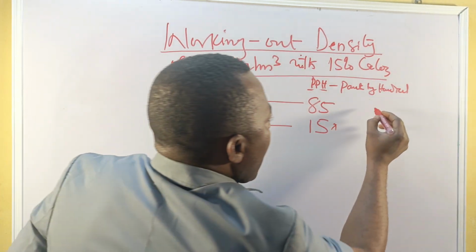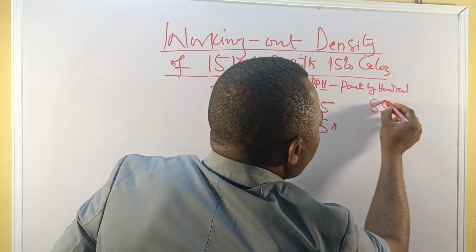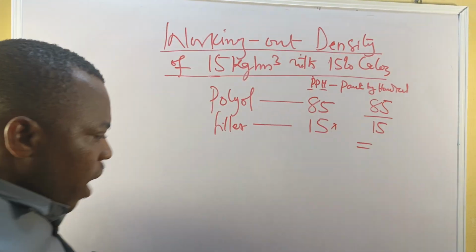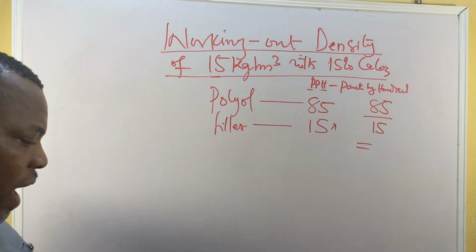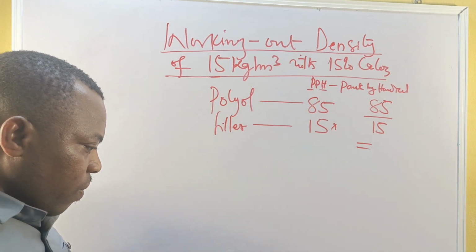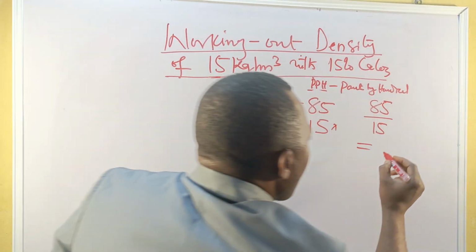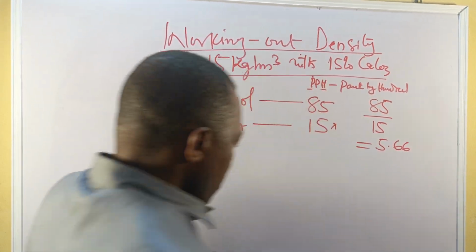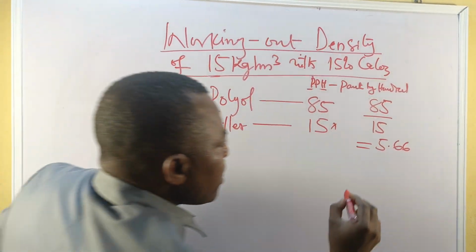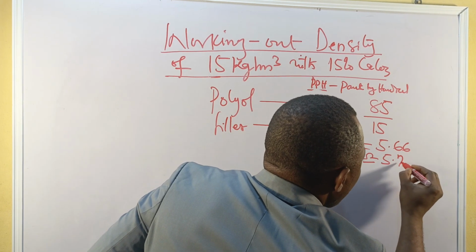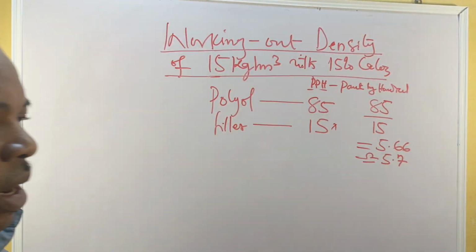In this case, I will now say 85 divided by 15. Okay, what do we have? 85 divided by 15. What do we have? We have 5.66. That's what I have. Then in this case, approximately I will take 5.7. Are we all together?